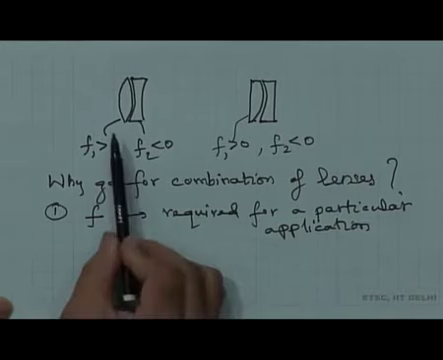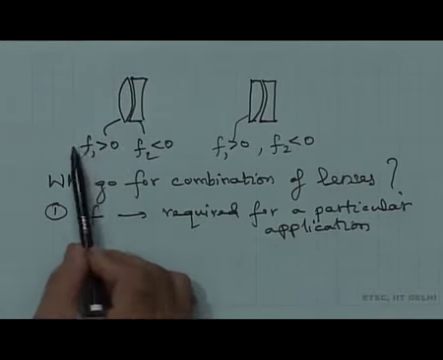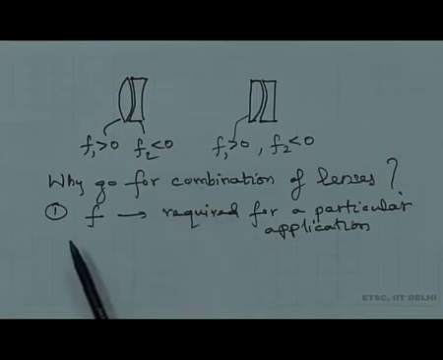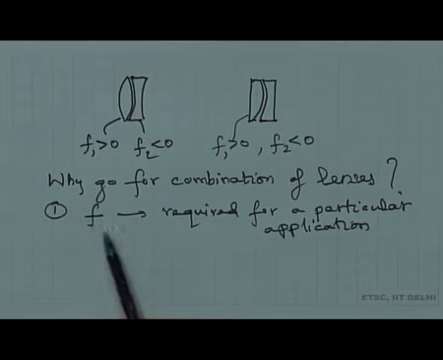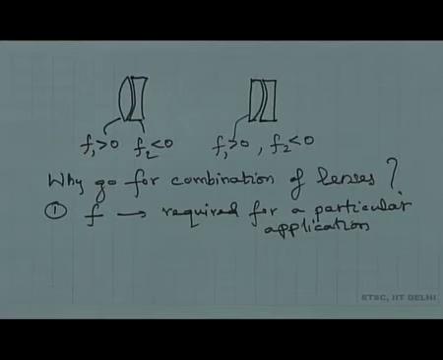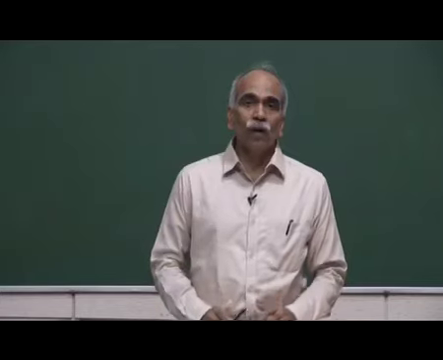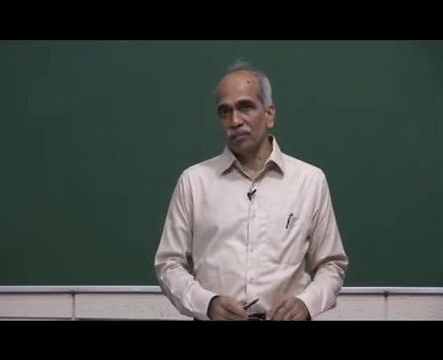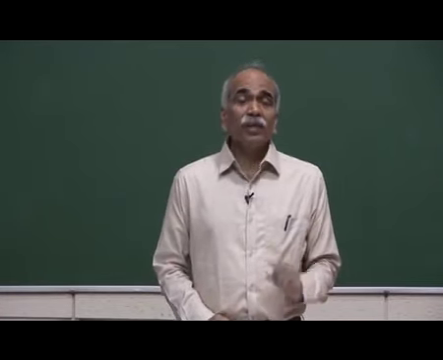That is, we have lenses of focal length f1 and f2, but we do not have a lens of focal length f. Then it may sometimes be possible to have a combination which has the focal length f that is required for a particular application. But this is not the main reason.